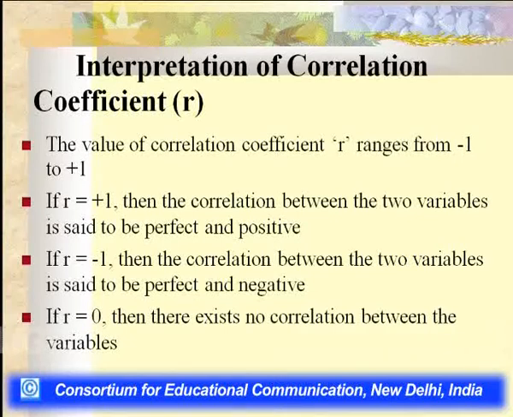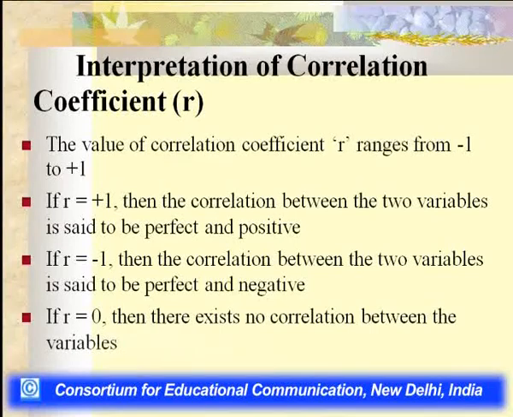If R is +1, then the correlation between the two variables is said to be perfect and positive. If R is equal to -1, then the correlation between the two variables is said to be perfect and negative. If R is equal to 0, then there exists no correlation between the variables. So you have to be very particular about the interpretation part of the correlation.